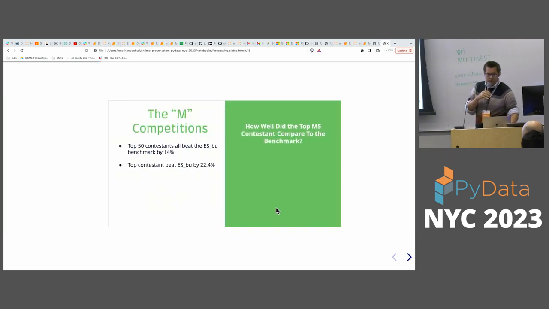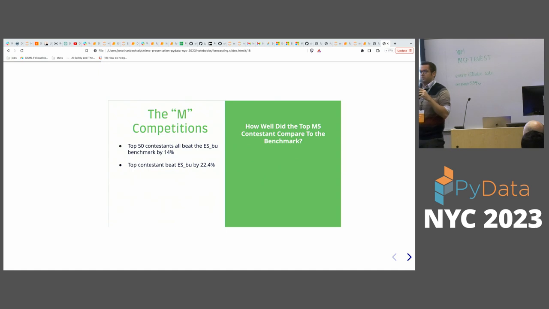Okay. Also, in terms of how well these contestants actually did, according to the ESBU benchmark, the top 50 contestants all beat it by at least 14%. The number one contestant beat it by 22.4%. To give that some context, in the M4 competition, no one beat the benchmark by more than 10%. Meaning there is now some separation between the use of machine learning and time series models when it comes to getting state of the art.